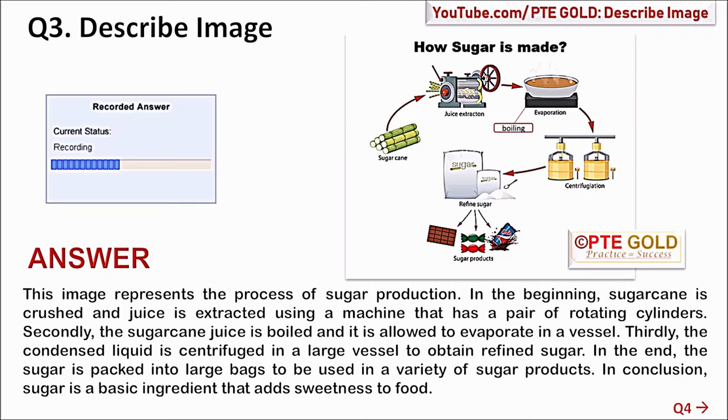Thirdly, the condensed liquid is centrifuged in a large vessel to obtain refined sugar. In the end, the sugar is packed into large bags to be used in a variety of sugar products. In conclusion, sugar is a basic ingredient that adds sweetness to food.